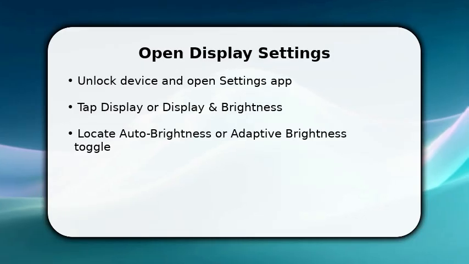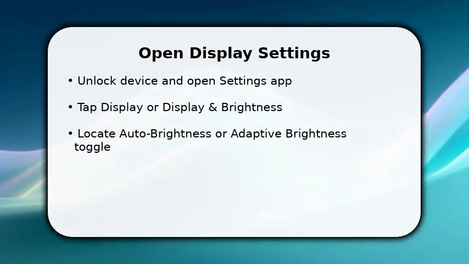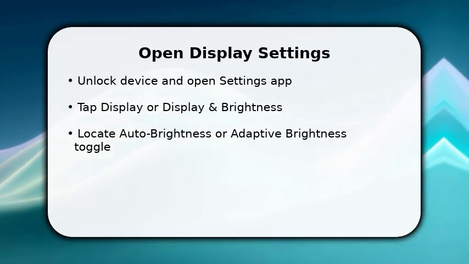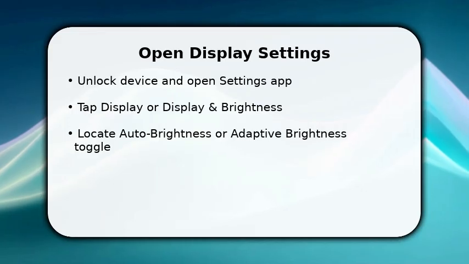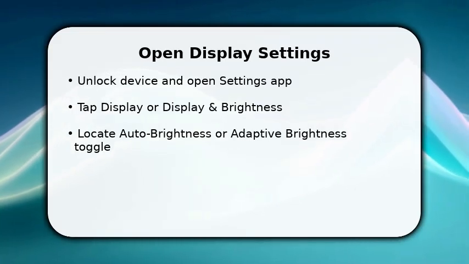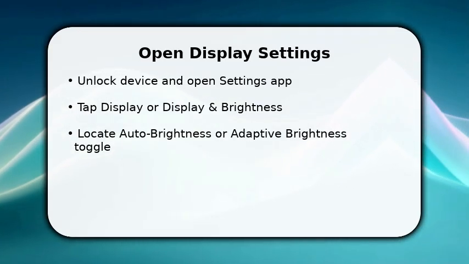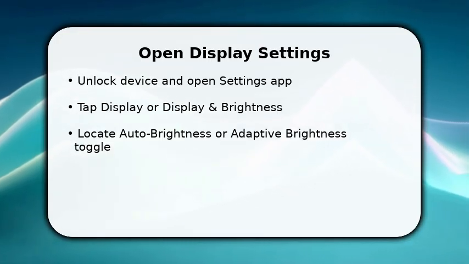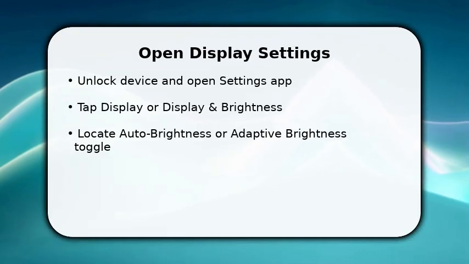You start by opening display settings so you change brightness behavior directly. Tap Settings, then choose Display or Display and Brightness depending on your device. You want to find Auto Brightness, Adaptive Brightness, or an Ambient Light option. This is usually near the brightness slider. Once done, pause and read the label so you know whether the system adapts to light or location.